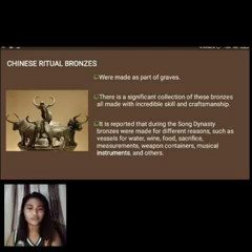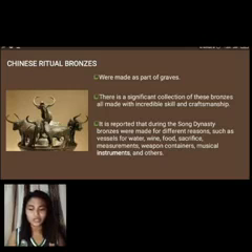The Chinese ritual bronzes were made in two parts. There are significant collections of these bronzes, all made with incredible skill and craftsmanship. It is reported that during the Song Dynasty, bronzes were made for different reasons, such as vessels for water, wine, food, sacrifice, measurements, weapon containers, musical instruments, and others. Sets and individual examples of ritual bronzes survive, made mainly during the Chinese Bronze Age.